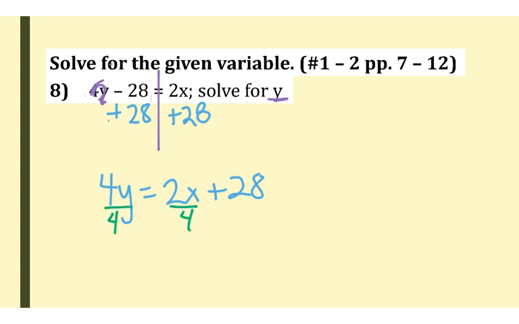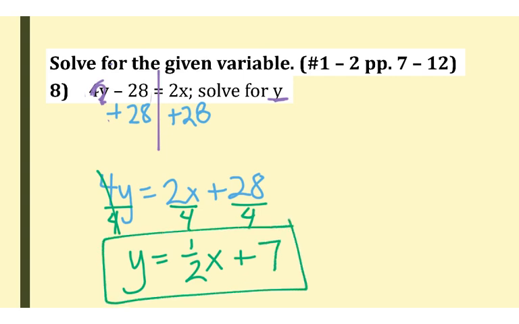So everything has to be divided by 4, not just one of the pieces, all of it. 2 over 4, if you reduce that fraction, that's going to be 1/2 x, and 28 divided by 4 is 7. So that equation is the same as this original one. This one is in slope-intercept form.